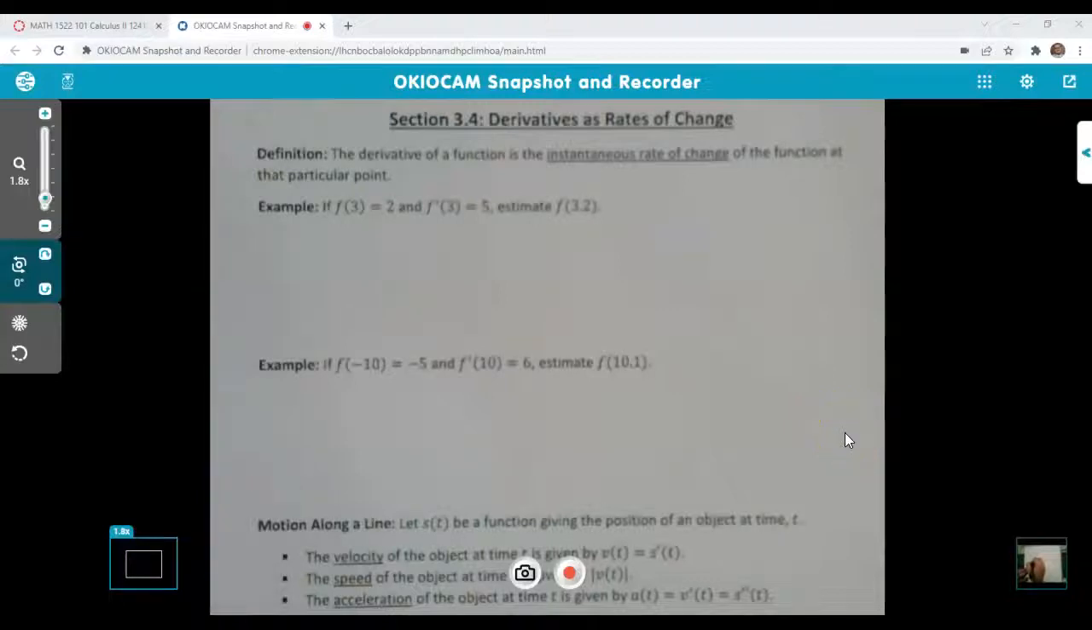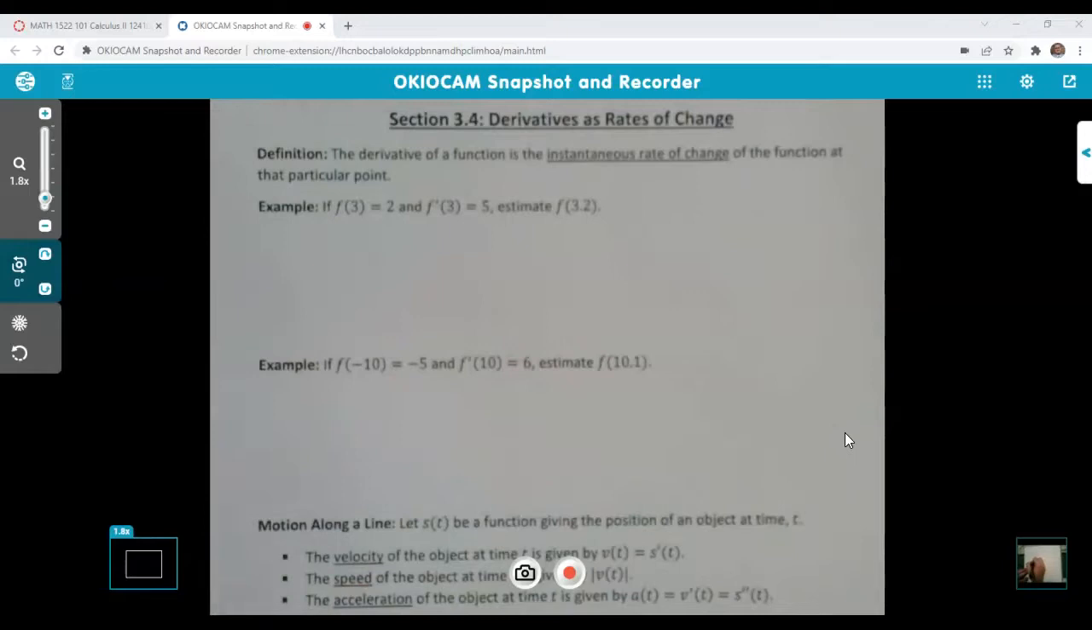Okay, so we can now move on to section 3.4, derivatives as rates of change. So remember whenever we talked about what a derivative was in section 3.1 and 3.2, we said it was the slope, right? And remember, slope is a rate of change, okay?